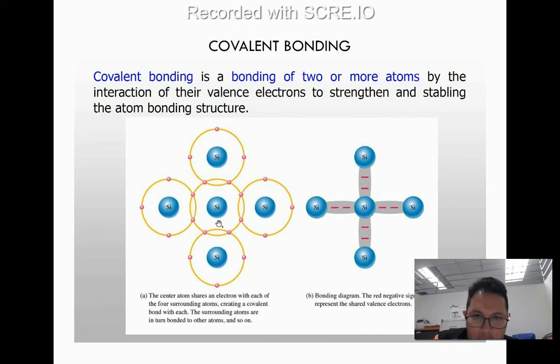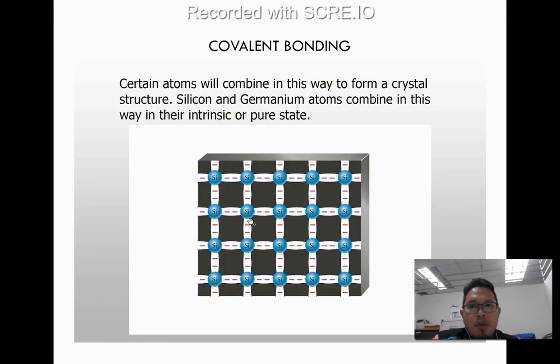So this link will create a bonding, and the red negative sign signifies the shared valence electron. It will strengthen and also stabilize the atom bonding structure. So certain atoms will combine and form a crystal structure. Silicon and germanium combine in this way in their intrinsic, or pure, state. They will bond in this way and become a crystal structure.